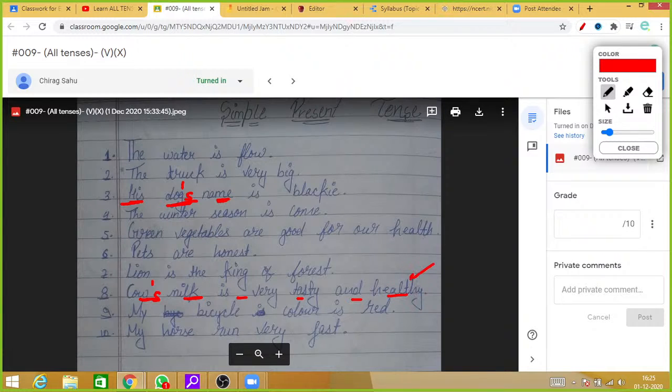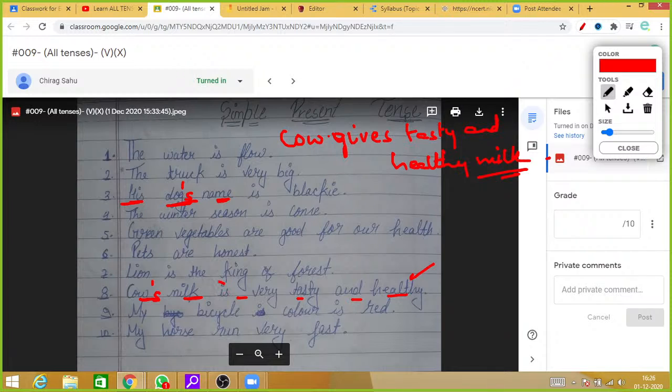This is also correct. We could have made a simpler sentence, like we could have said, cow gives tasty and healthy milk. We could have given this sentence also. What would it make? Which is the verb in this sentence? Cow gives tasty and healthy milk.